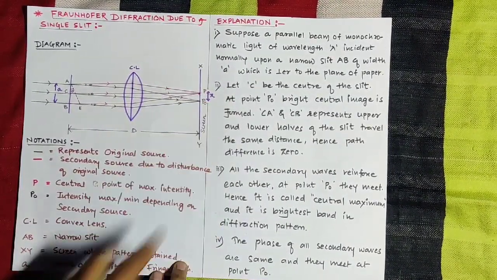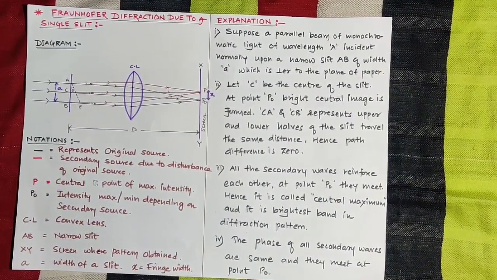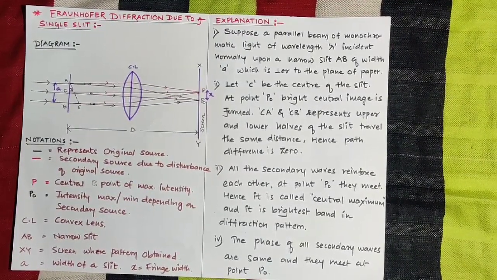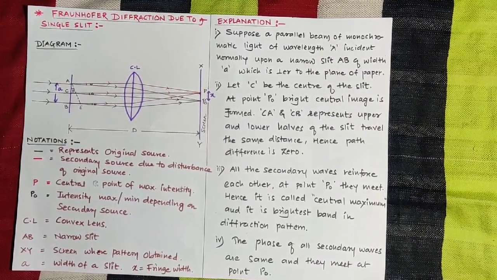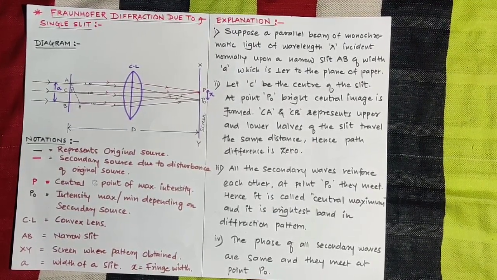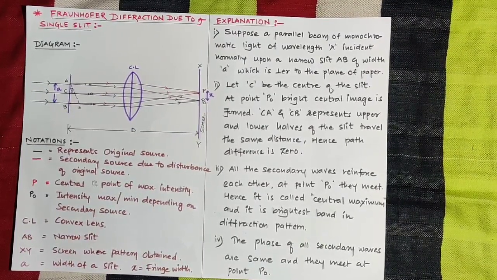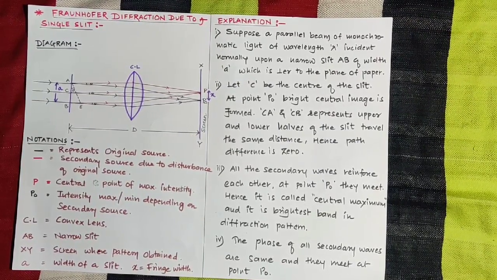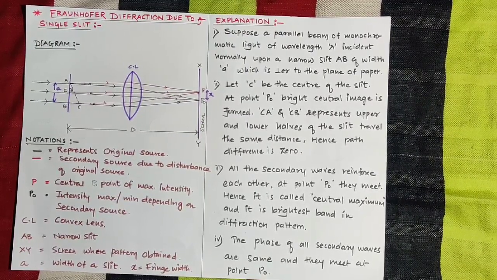Here we represent two points, P0 and P. The point P0 we represent as the central bright band because it has maximum intensity, and around this point P0 we consider alternate dark and bright bands. So today we have to discuss the position of the secondary minimum, the position of the secondary maximum, and the width of the central maximum, by using Fraunhofer diffraction due to a single slit.